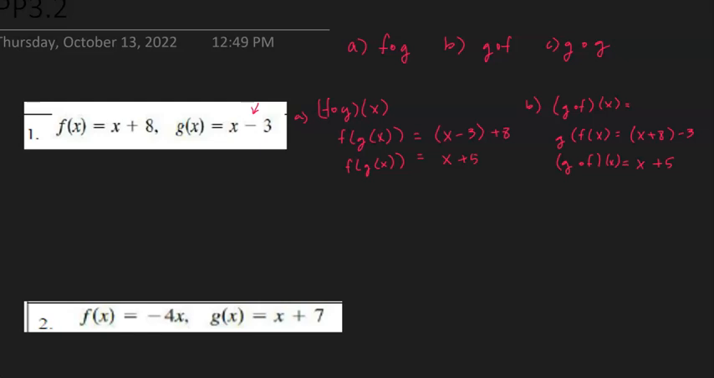Okay. And then let's go ahead and do C, which is going to be G of G of X, which is going to be, just going to use X minus 3 and then minus 3. So it's going to be X minus 6.